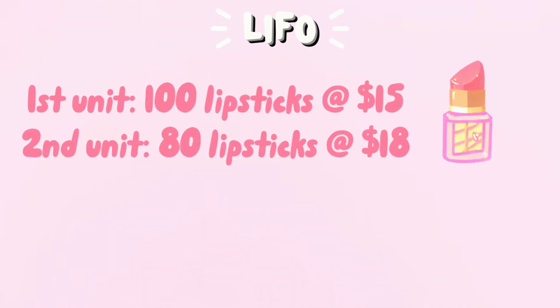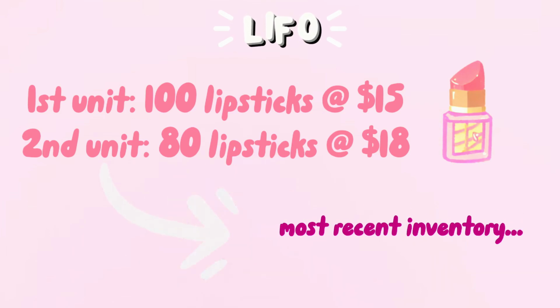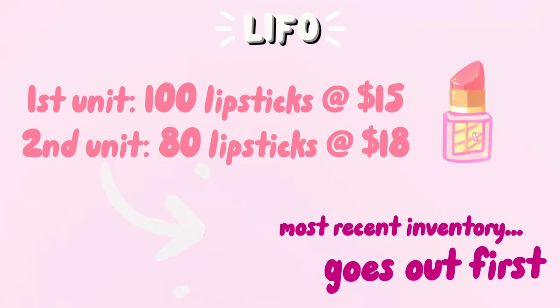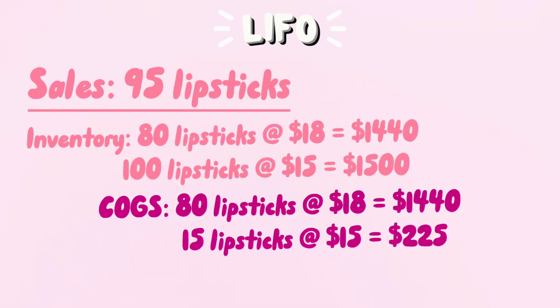Go back to our packages of lipsticks. My second package of 80 lipsticks at $18 each that I bought most recently will be the first of my inventory supply that I exhaust, and I will use the cost of those goods first. If I sell 95 lipsticks, I will dip into my inventory of 80 lipsticks at $18 each and drain that package before I sell the last 15 lipsticks out of my first inventory package of 100 lipsticks at $15 each.